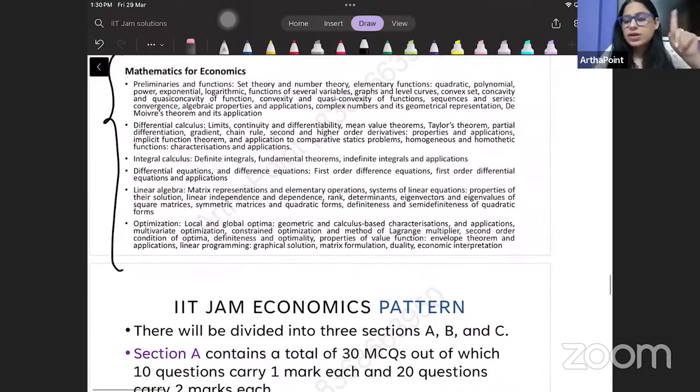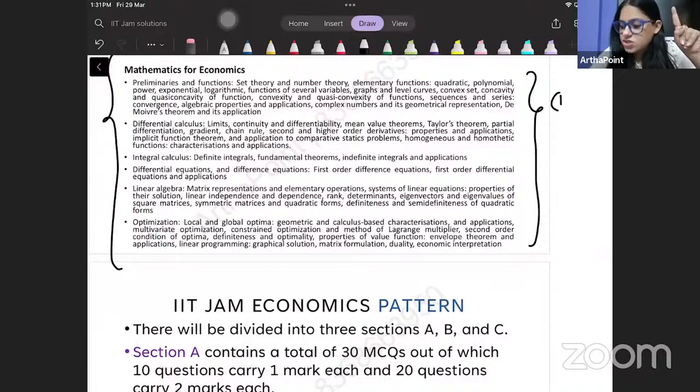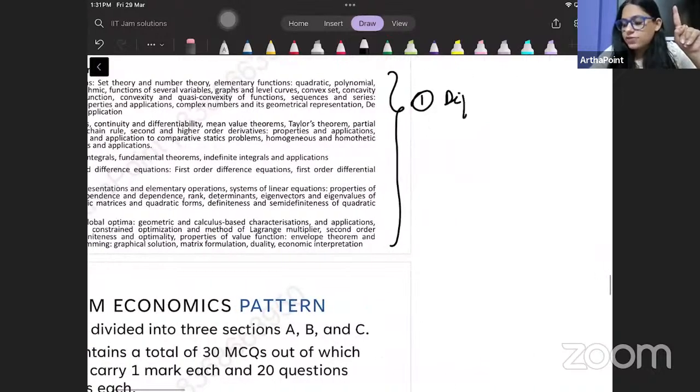Fixed topics hai, beta. Number one, there is a fixed topic that will be asked on differential equations.